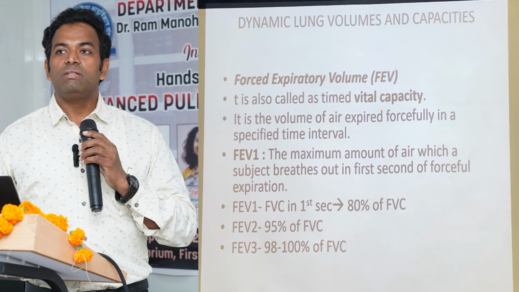Then the dynamic lung volumes and capacities, which are the forced expiratory volume. It is also called timed vital capacity. It is the volume of air expired forcefully in a specified time interval, and it is divided into FEV1, which is the maximum amount of air which a subject breathes out in the first second of forceful expiration. The normal value is more than 80% of FVC, and FEV2, which is 95% of FVC, and FEV3, which is 98 to 100% of FVC.